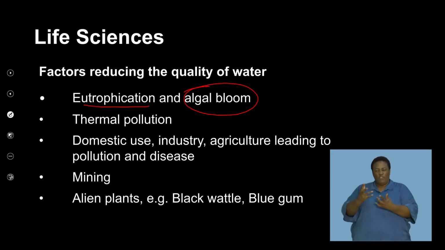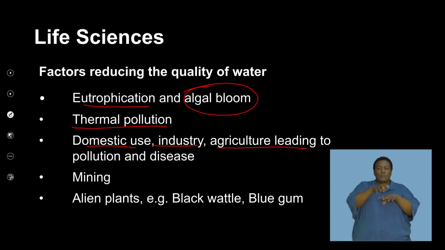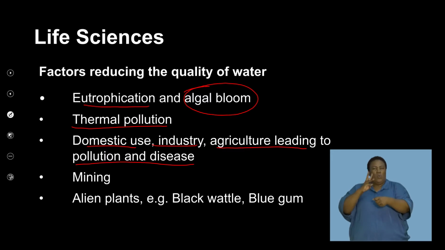We're going to look at thermal pollution as a concept. Thermal pollution is essentially the pollution of water where the temperature of the water increases, and that often happens because industries use the water bodies to either cool or heat up their refineries or the processes that they use in industry. So that's that impact. Domestic use, industry and agriculture lead to pollution and disease. So how water is used domestically as well as in industries, and how they produce effluents or pollutants that change the quality of water.